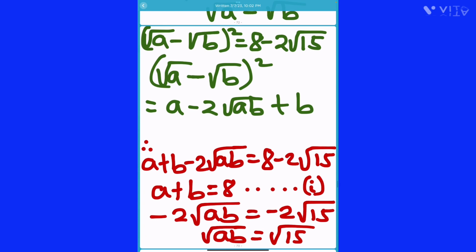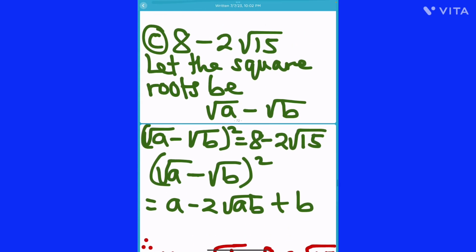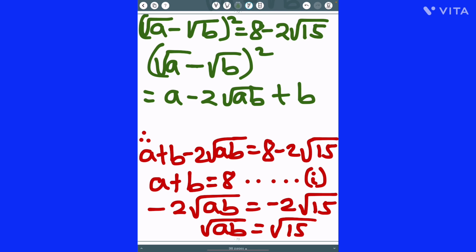So you take note of these steps. These are all easy. Root A minus root B, square it. You get A minus 2 root AB plus B. Then put similar terms together. What do you get? You get A plus B is 8. Then minus 2 root AB is minus 2 root 15. So this gives you this. Divide both sides by minus 2. Each of these minus 2 will disappear and you have this left.